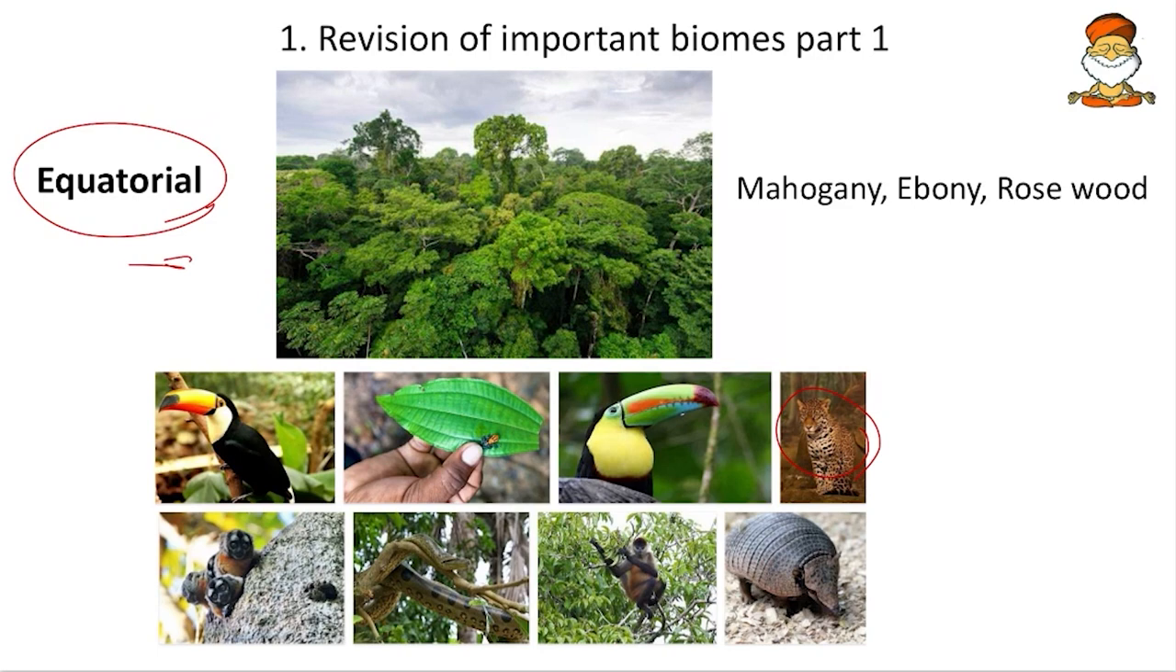And apart from that, the birds, monkeys and frogs can be seen here. Some of the trees are mahogany, ebony and rosewood. These are the hardwoods that are found in the tropical forest.